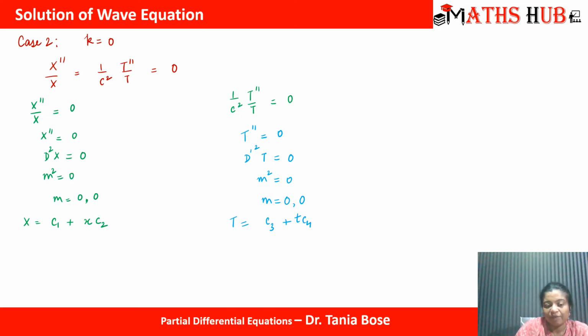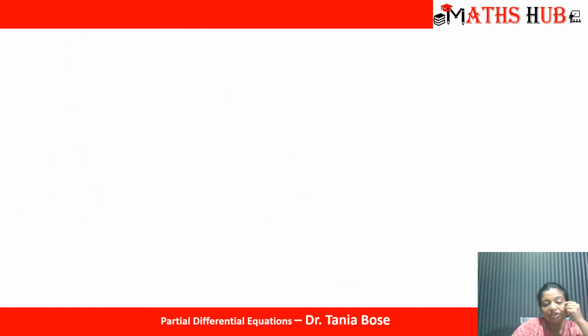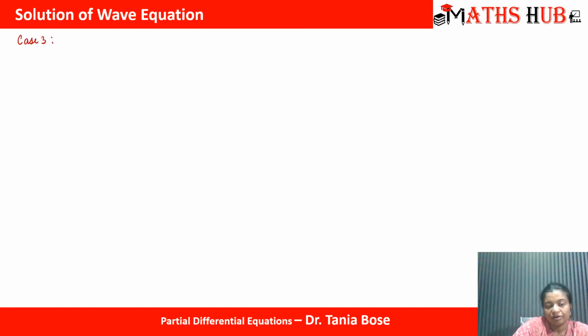So that leads to my displacement as the product of x and t. So we get (c1 plus x c2) multiplied by (c3 plus t times c4). Again, this does not contain any trigonometric functions. So this solution is also rejected, right? So now we move on to the third case. The third case is when k is a negative number, right? Case 3, when k is negative.